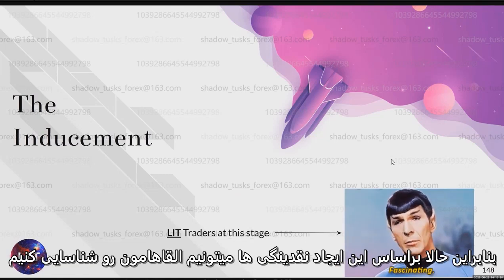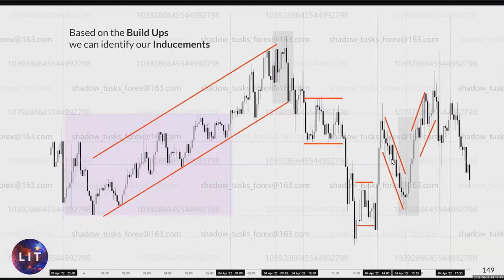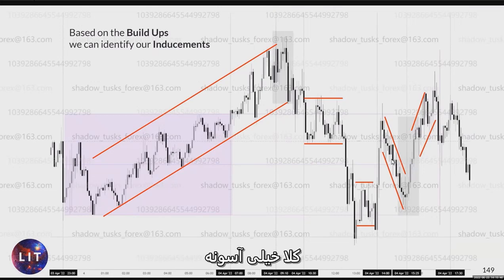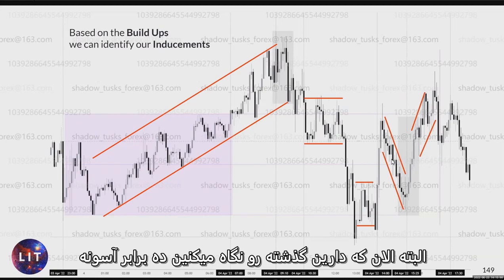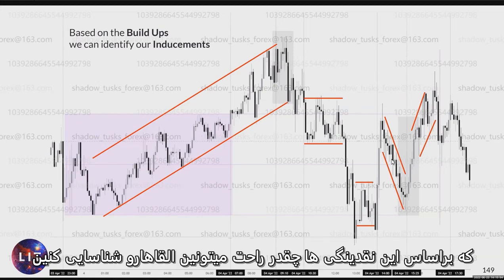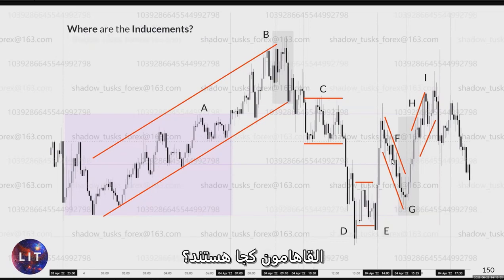So based on the build-ups now, we can, of course, identify our inducement. So if you just look at the picture of the build-ups, it's just very easy. Of course, now you're looking at it in hindsight, it's even 10 times more easy, but even on the edge, obviously, you will see later on of how perfectly fine or easily you can identify the inducements based on that. Okay, so of course, little question, where are the inducements?